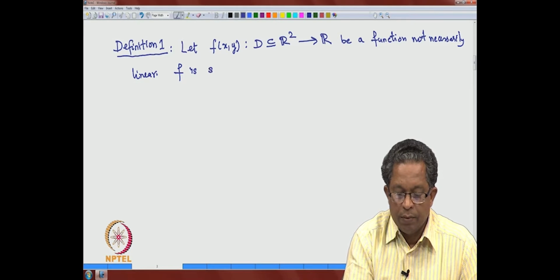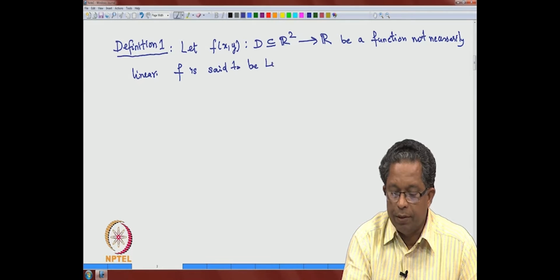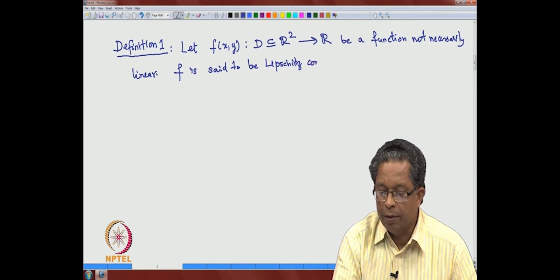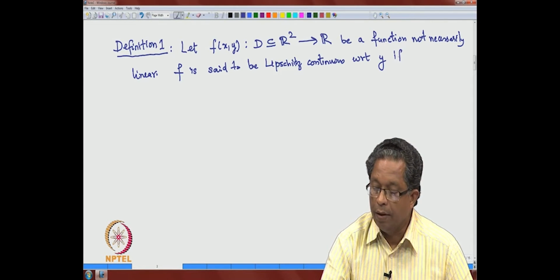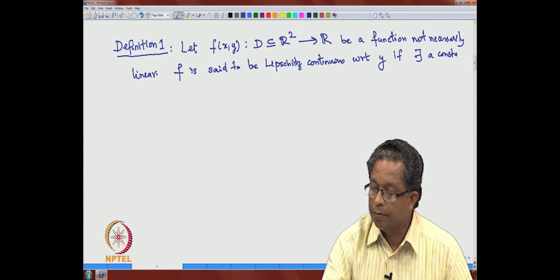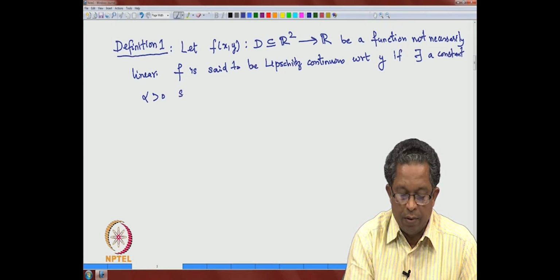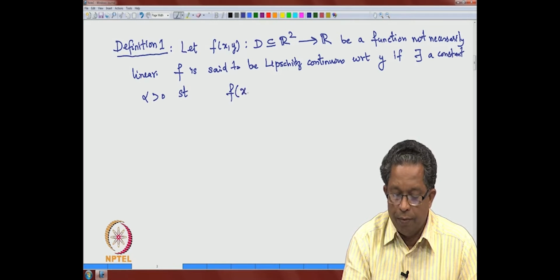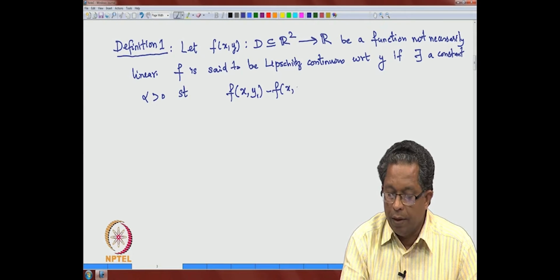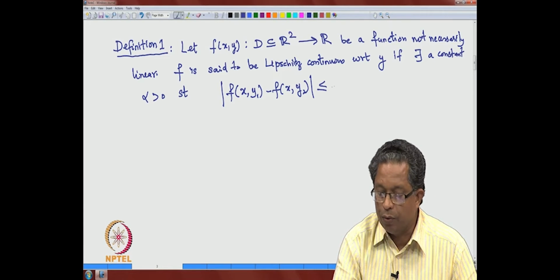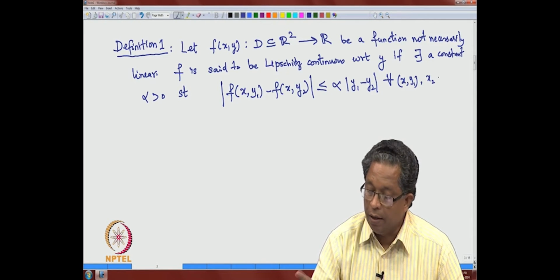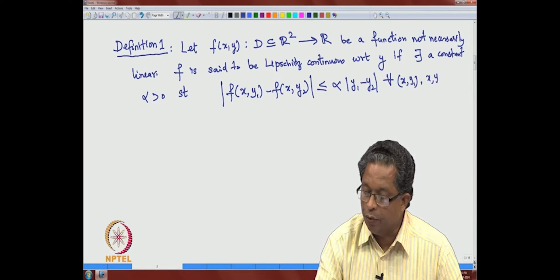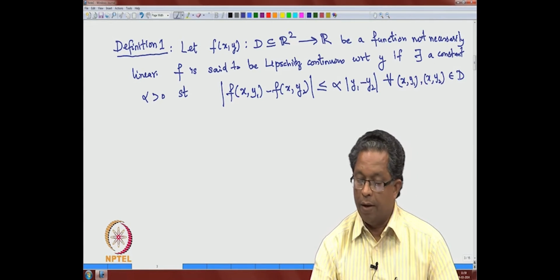Now, f is said to be Lipschitz continuous with respect to y if there exists a constant, call it alpha greater than 0, such that the absolute value of f of x y 1 minus f of x y 2 is less than or equal to alpha times the absolute value of y 1 minus y 2, for all x y 1 and x y 2, that is (x, y 1) and (x, y 2), in the domain D.